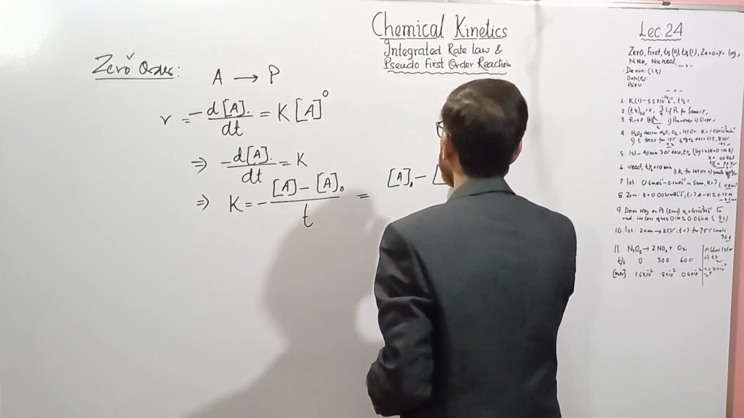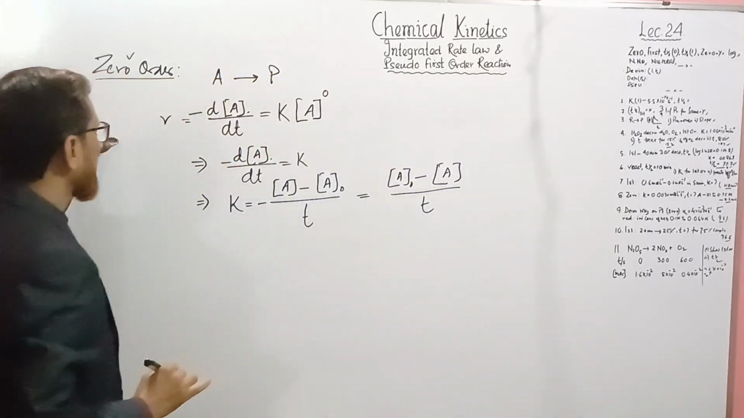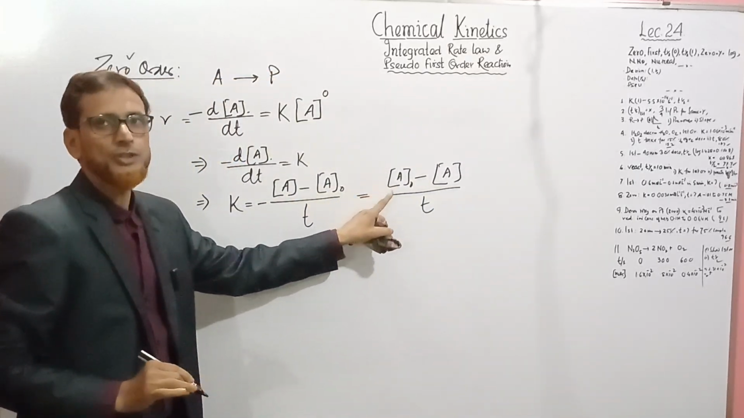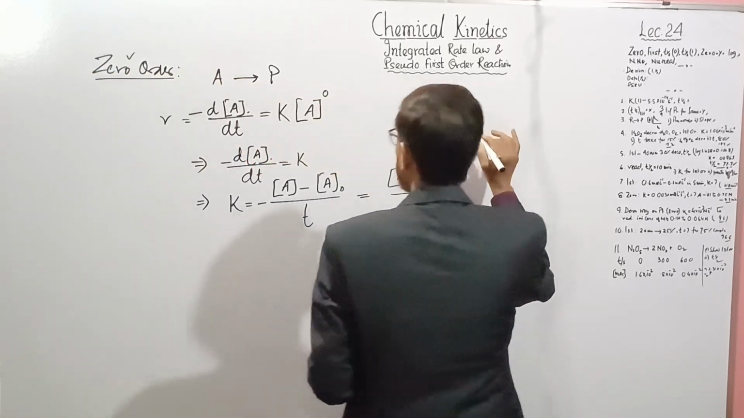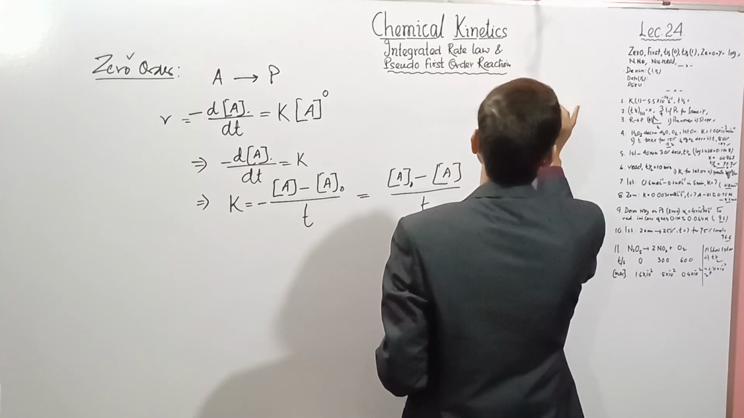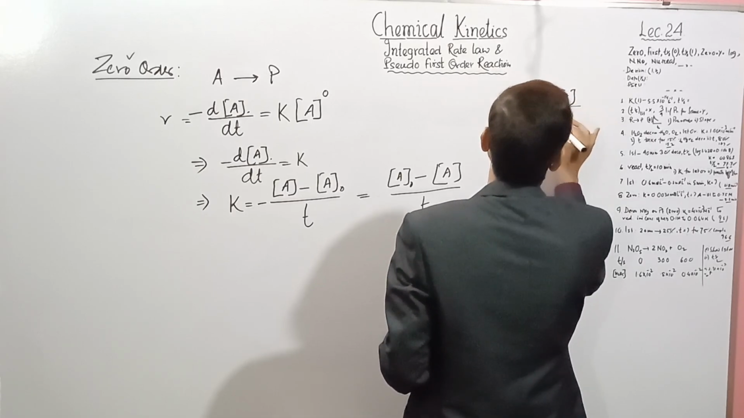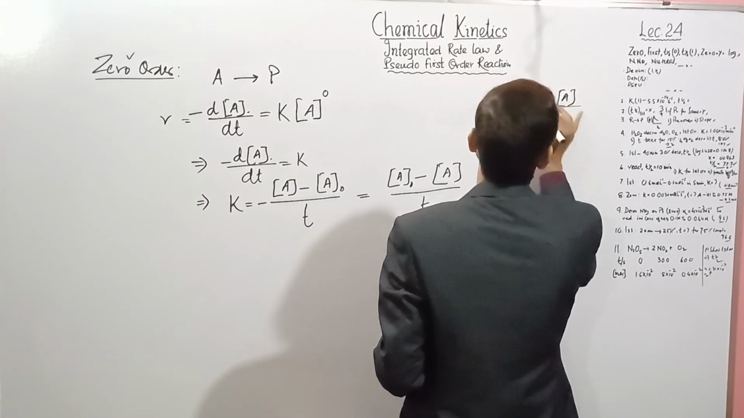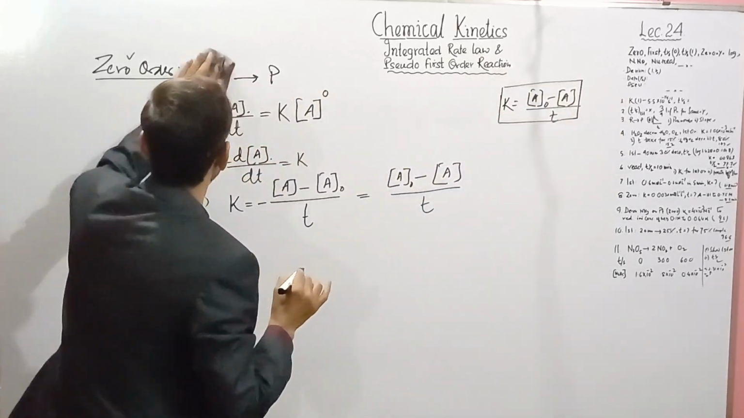This is a very important one. Very often it will come up. So for the zero order reaction, K is equal to A naught, the initial concentration, minus the concentration A, divided by T. It is important. In mathematics, we will come across it.